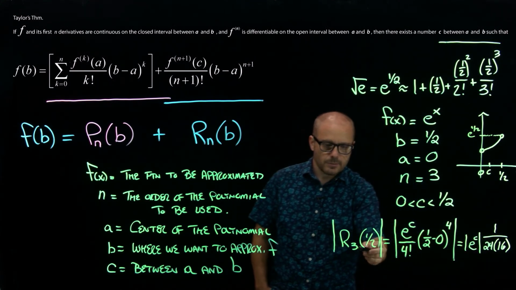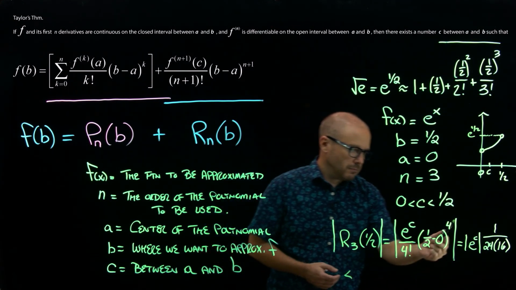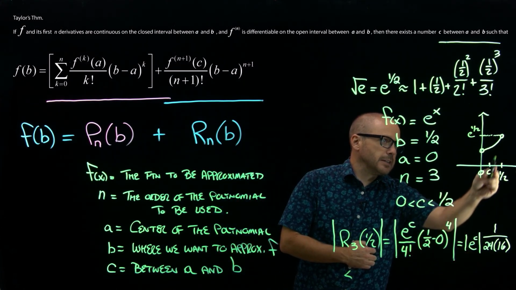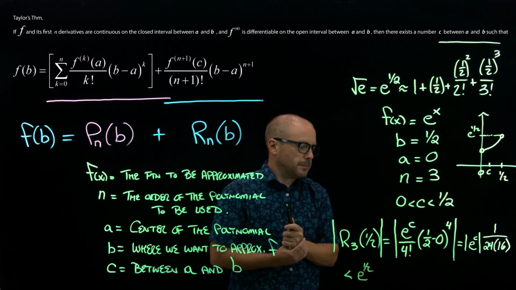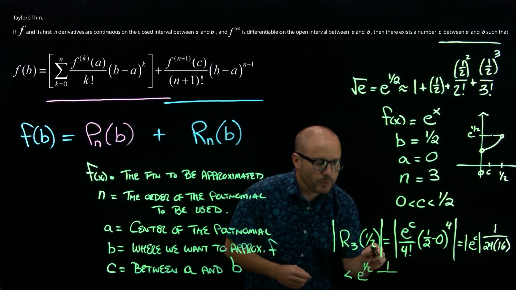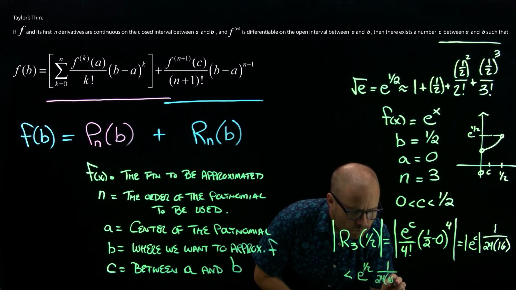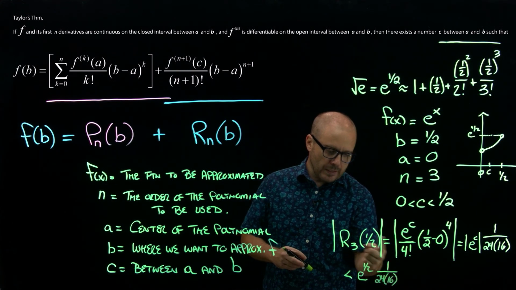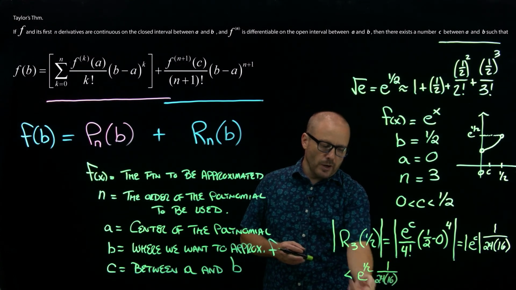So here's where our bounding comes in. I can say that my error magnitude, because we took an absolute value, is less than, well, whatever c is, e to the c is less than e to the half. And then we have 1 over whatever 24 times 16 is. Now, there's a slight problem. Seems like we're done here, right? OK, great, this would be our approximation. We know we're not off by more than this.